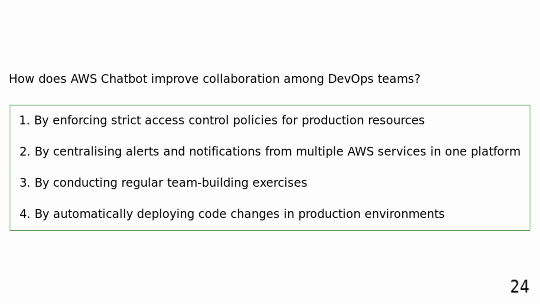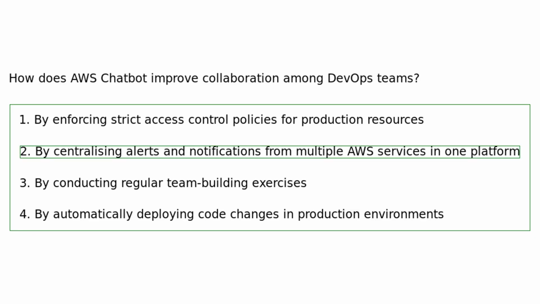How does AWS Chatbot improve collaboration among DevOps teams? By enforcing strict access control policies for production resources. By centralizing alerts and notifications from multiple AWS services in one platform. By conducting regular team-building exercises. By automatically deploying code changes in production environments. AWS Chatbot enhances collaboration among DevOps teams by centralizing alerts and notifications from multiple AWS services in one platform, creating a seamless communication channel for team members.